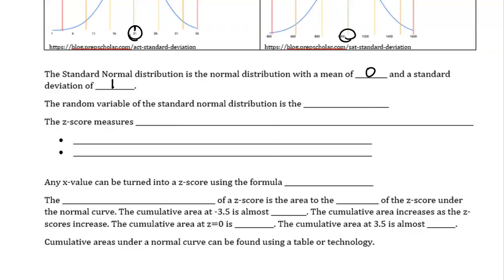We learned back, I want to say week 1 or week 2, about z-scores, where z-scores describe how many standard deviations below or how many standard deviations above a certain person was from the mean. That is the random variable for the standard normal distribution. The random variable for the standard normal distribution is the z-score. And the z-score measures how many standard deviations above or below a value is from the mean.